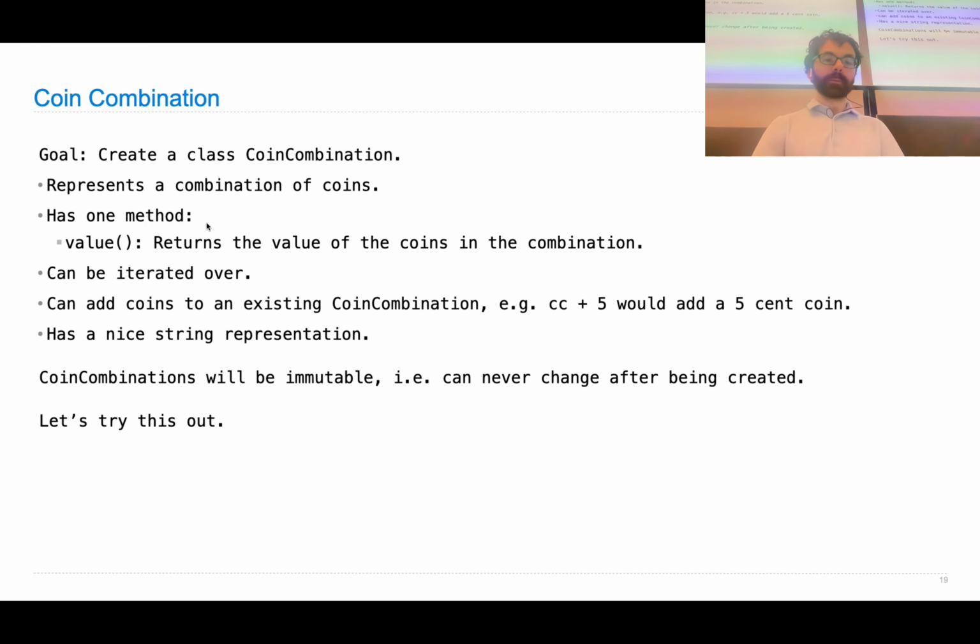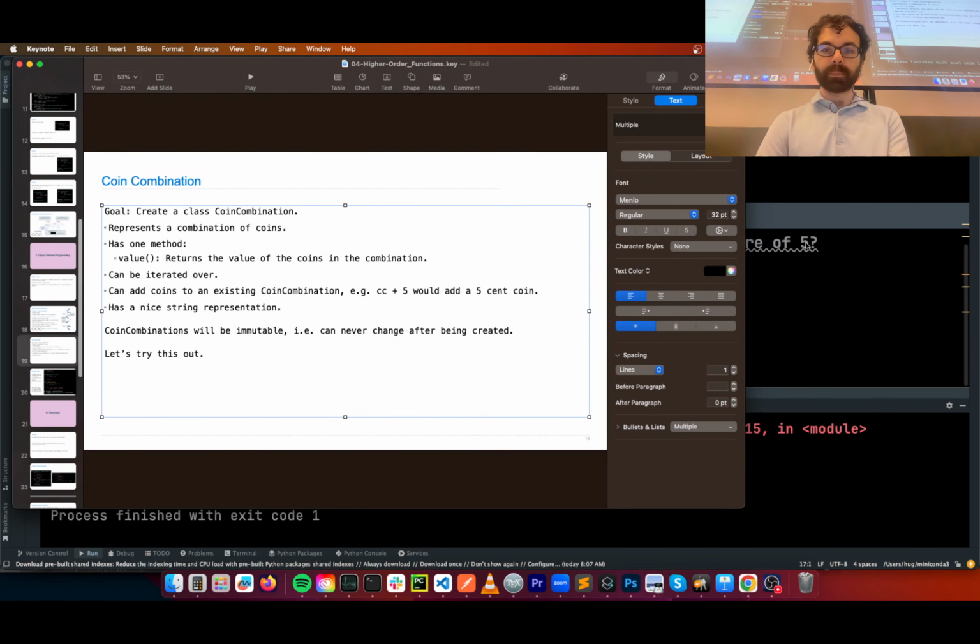We want it to be iterable, meaning we can iterate over the collection. We want to be able to add coins to an existing coin combination. So if I say coin combination CC plus 5, you get a new combination that's the original plus 5 cents. And we want to have a nice string representation. The coin combination class I create is going to be immutable, meaning it can never change after it's created. And so let's just jump in and try this out.